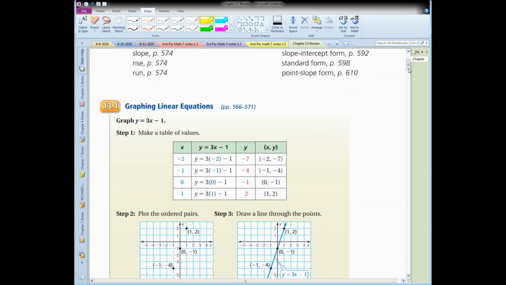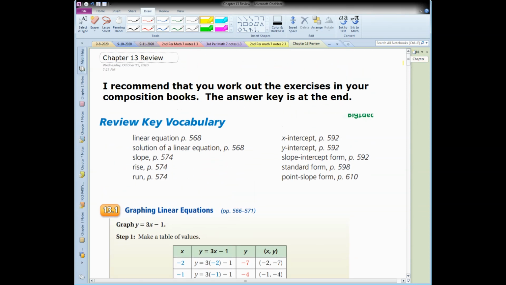All right. Let's scroll down. I recommend that you work out these problems in your composition books. That way you have a little more extra practice in trying to find slopes and graph equations and write linear equations in slope-intercept form and so on.